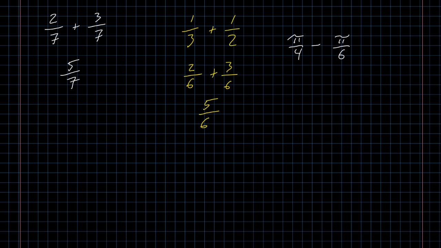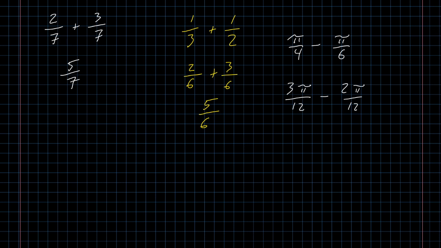You can put that into a calculator and get an approximate value. But I want an exact value here. So in order to keep this as an exact value, I'm going to treat the pi as a variable and combine some like terms. I can find a common denominator. Common denominator between 4 and 6, probably 12 will be the best choice. So that's going to be 3 pi over 12, and that's going to be 2 pi over 12.